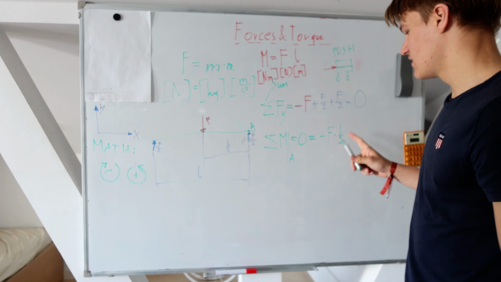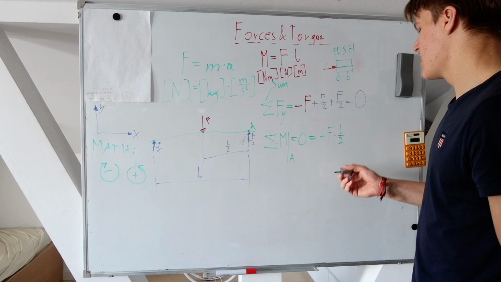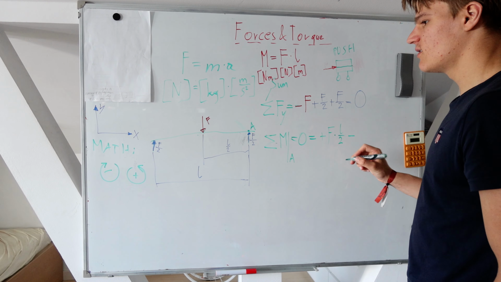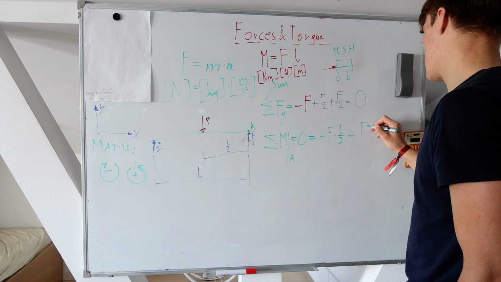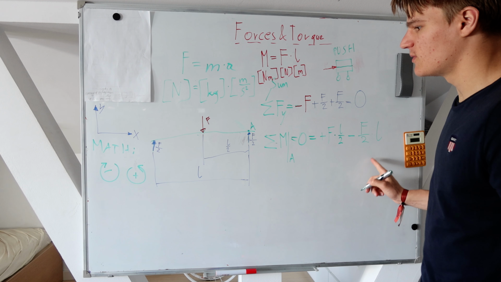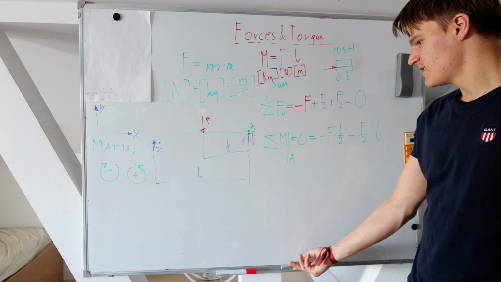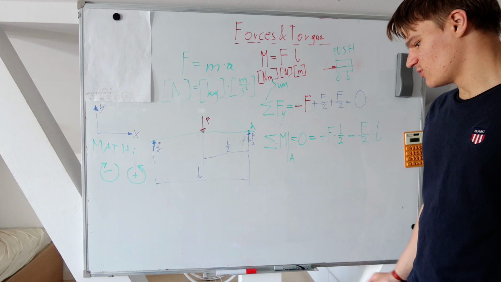And we're turning in the positive, clockwise direction, which means it is actually a negative F over 2 times the whole length, right? Because we have the whole length as our distance. Yeah, that is actually already the solution for this.